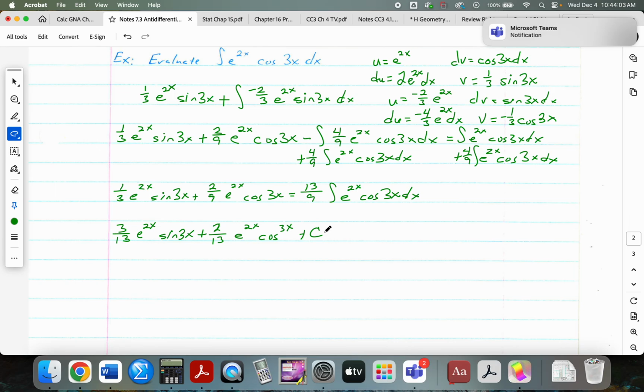This is called solving for the unknown integral. It almost always only occurs when you have an exponential and a trig function. And the reason it works is because if you think about it, when you take the derivatives of the antiderivatives of the trig functions, it's circular, right? It comes back to itself. That's the reason why it works.